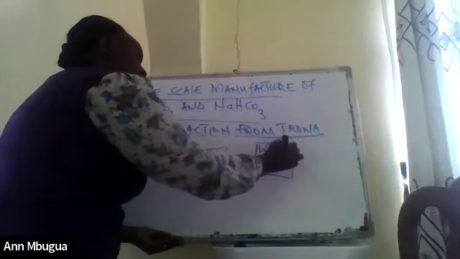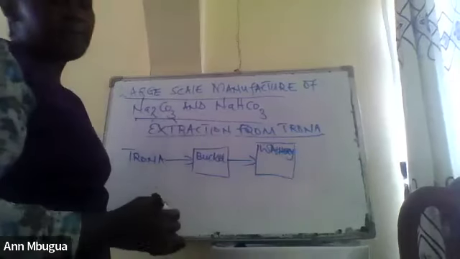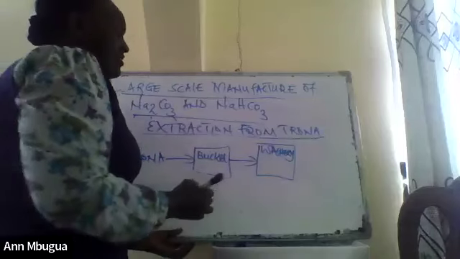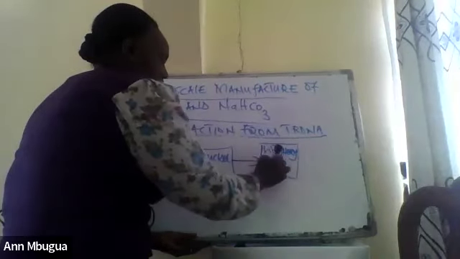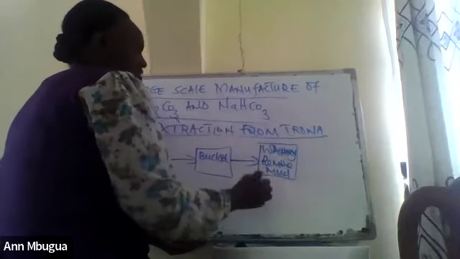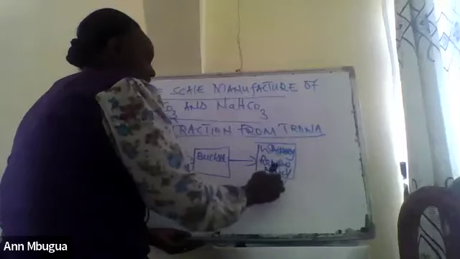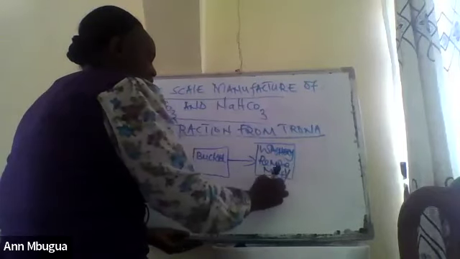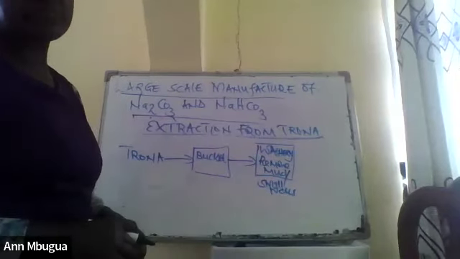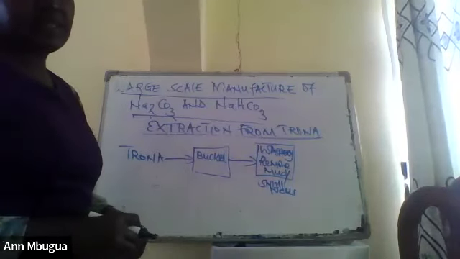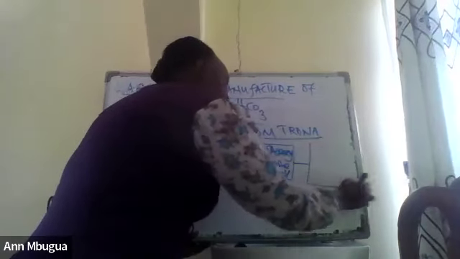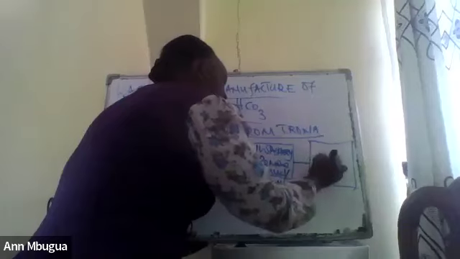It is taken to the washery, whereby it is washed in water to remove the mud and the small rocks. Here it is washed, and the main reason of washing is to remove the mud and the small rocks. After being washed, it's now wet. It is centrifuged. It is taken to a centrifuge.